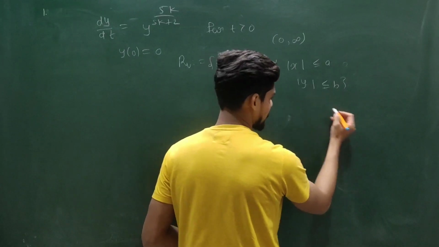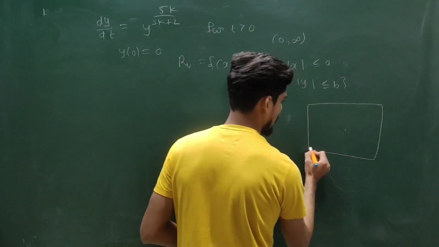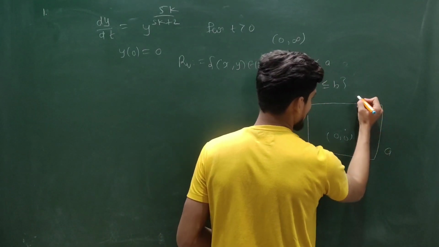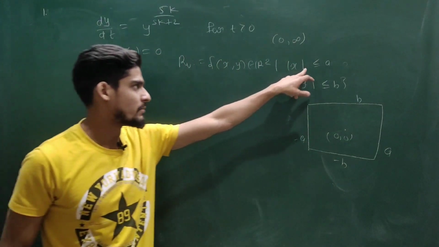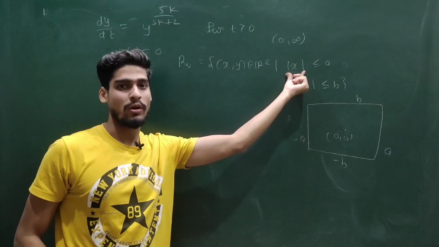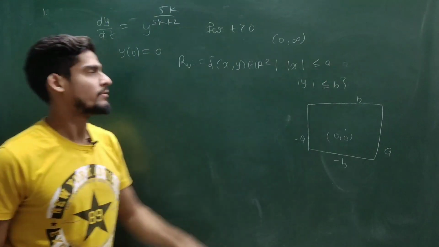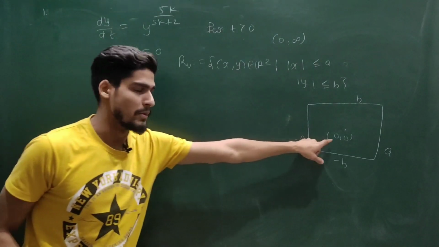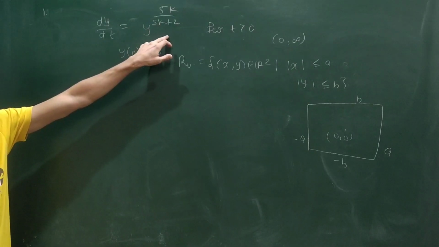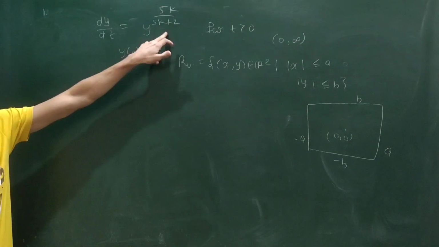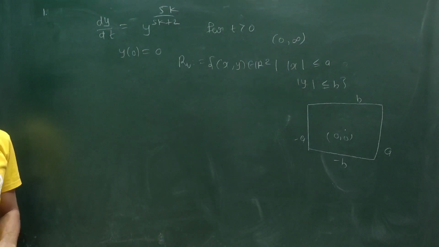So your rectangle is, say, this is the 0, 0 point. This is your rectangle. This is a point, this is b point, this is minus b, this is minus a. Where a and b both are positive. And you are not checking at a point, so this a is positive because you are checking on the neighborhood of 0, 0. Now, if you check for Lipschitz continuity, then Lipschitz continuity fails, because if you find the partial derivative, it becomes unbounded in the neighborhood of 0.